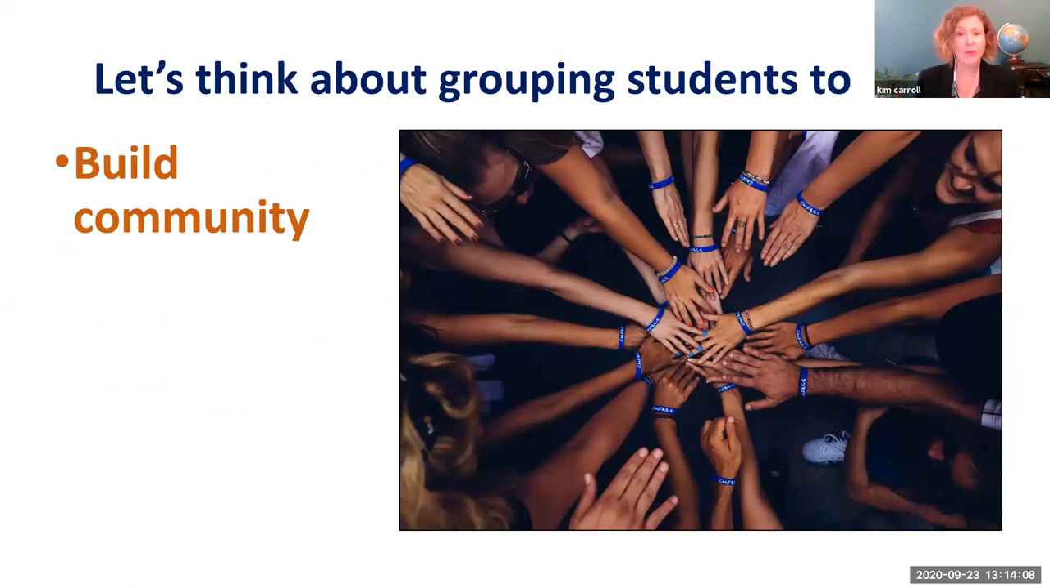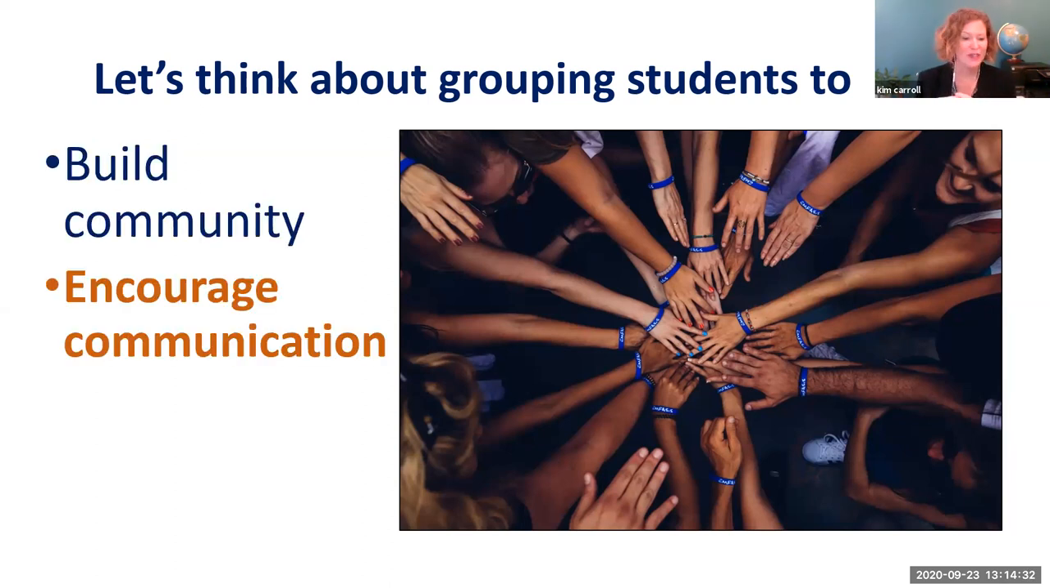For me, there are three key components to why I like working with student groups, small groups. First, it really helps to build community in your classroom. It gives students a chance to get to know each other without the teacher necessarily being the moderator. And what is our classroom if it's not just a small microcosm of a community?